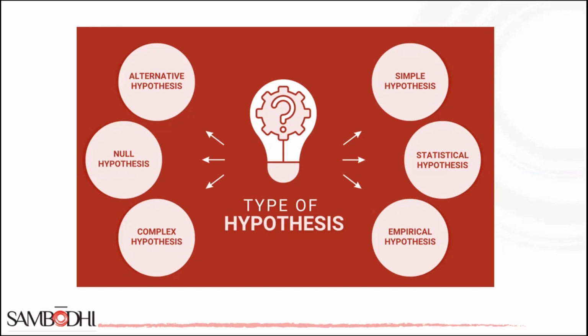Apart from null and alternative, there are complex, simple, directional and non-directional, statistical, associative, and causal hypotheses. They don't necessarily have to be exclusive, as one hypothesis can tick many boxes. But knowing the distinction between them will make it easier for you to construct your own hypothesis and do the best research work. So we'll start with the first, null hypothesis.